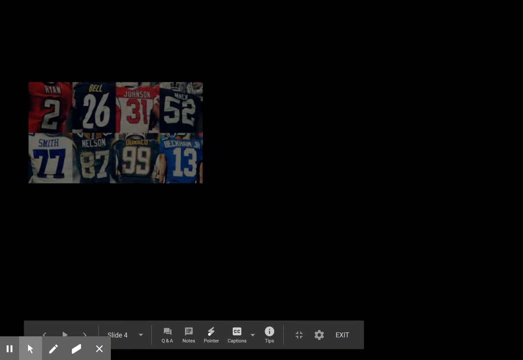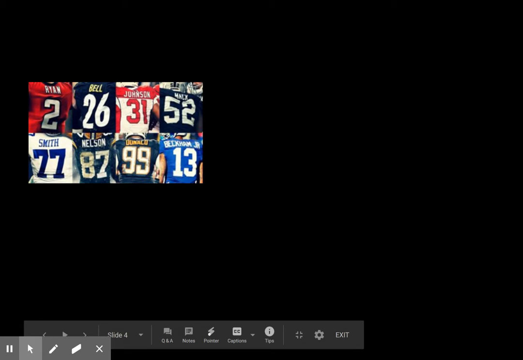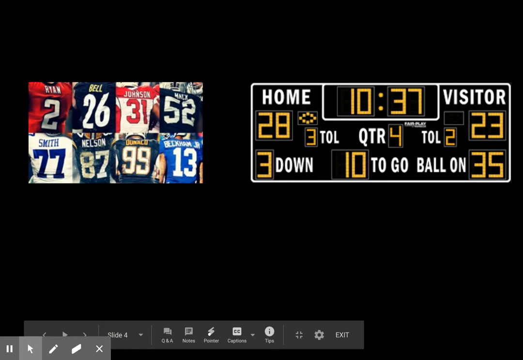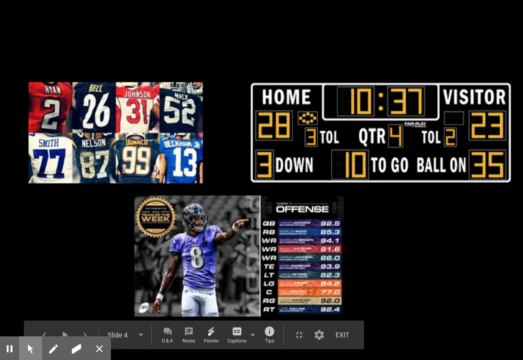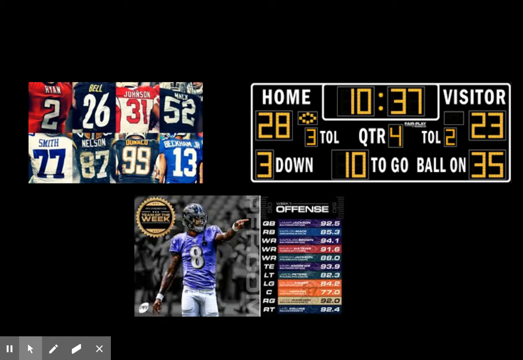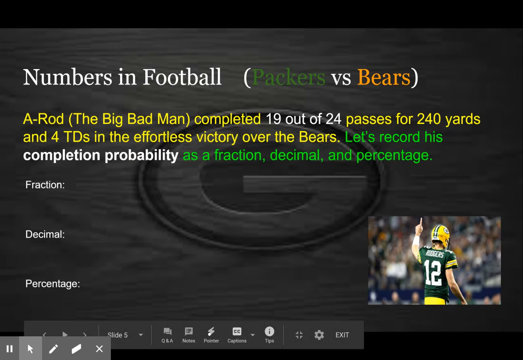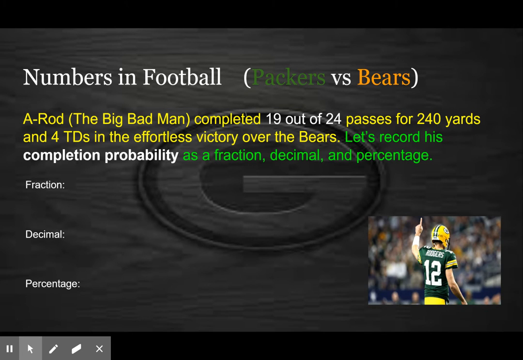All right, so obviously, we see a lot of numbers in the NFL, especially with jersey numbers, scoreboards, and statistics, right? We have percentages, rates, and ratings, and to dive a little bit deeper into the statistics aspect, I'm going to take a look at the Packers versus Bears game that was on January 3rd. Aaron Rodgers, the big bad man himself, completed 19 out of 24 of his passes for 240 yards and 4 touchdowns. So let's go ahead and record his completion probability as a fraction, decimal, and percentage.